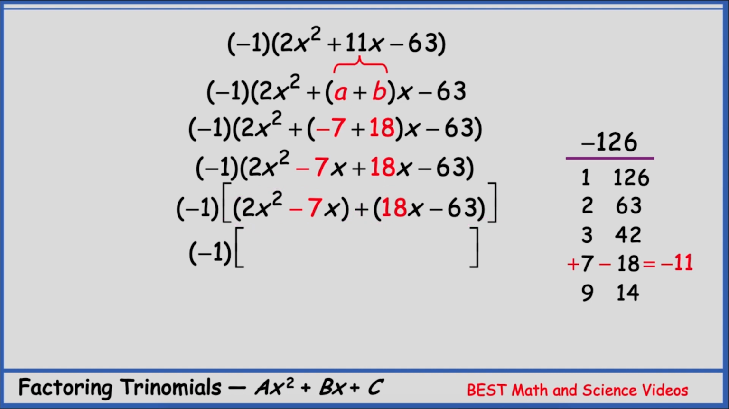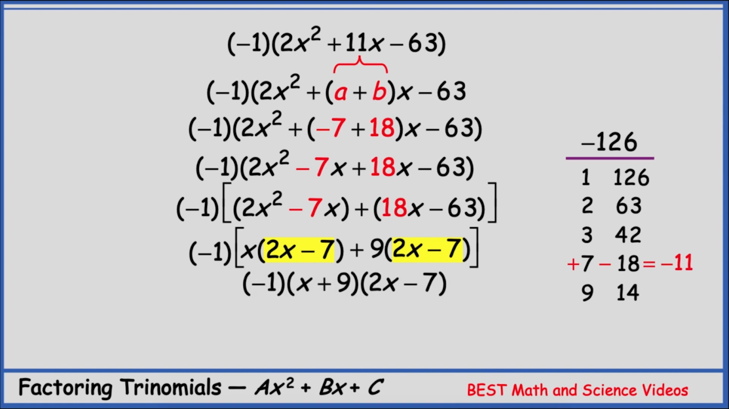For the first group, factor out x, and from the second group, factor out 9. The parts in parentheses are identical, which is what we need. So now use the distributive property in reverse to write the expression as negative 1 times x plus 9 times 2x minus 7. So this is the factored form of the expression.